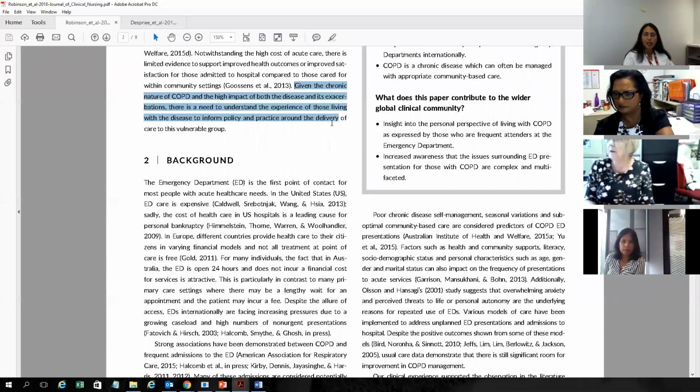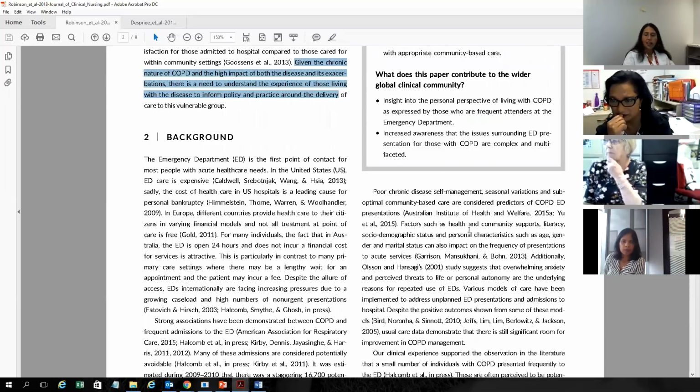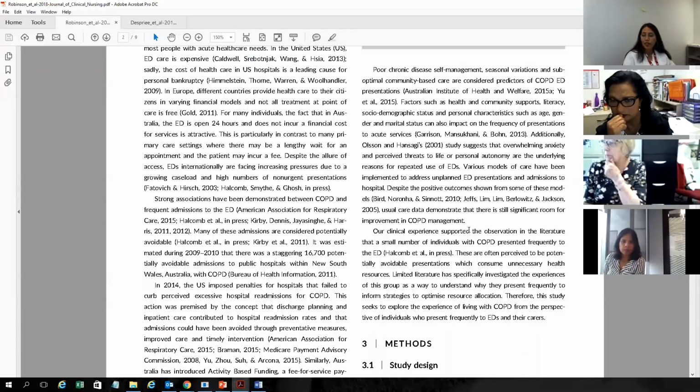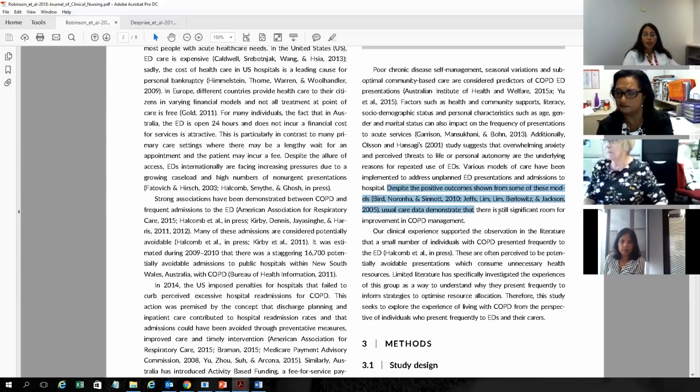and even this part. Given the chronic nature of COPD and the high impact of both the disease and its exacerbations, there is a need to understand the experience of those living with the disease. Okay, so that's another example of the significance. Despite the positive outcomes shown, there is still significant room for improvement in COPD. So that shows that there is a gap in previous research, and therefore this study is important.